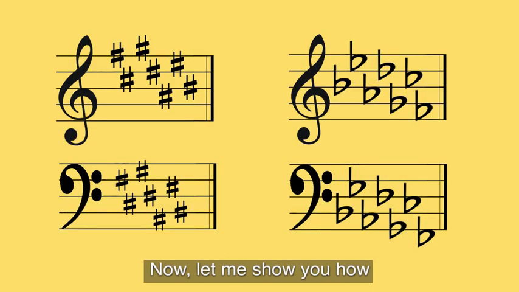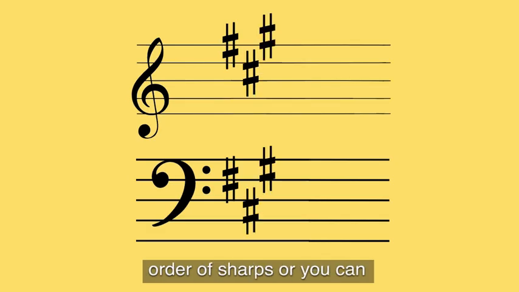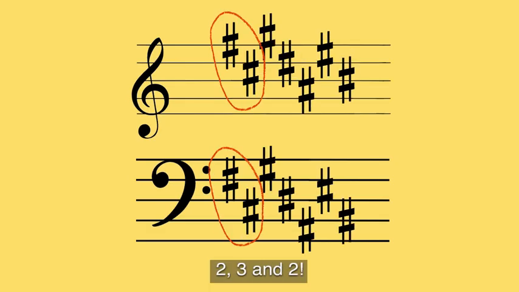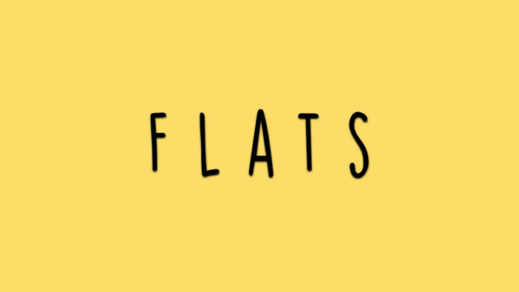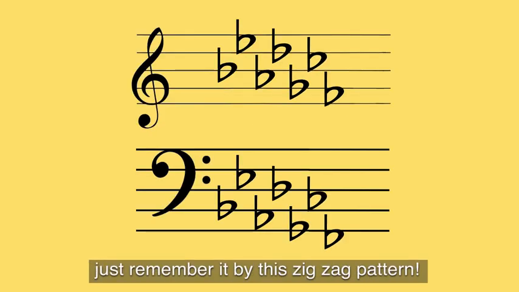Now, let me show you how you draw the respective sharps and flats. For sharps, you can draw them in the order of sharps, or remember this in groups of 2, 3, and 2. You can either draw them in the order of flats, or you could simply just remember it by the zigzag pattern. With this, we have finally come to the end of the lesson.